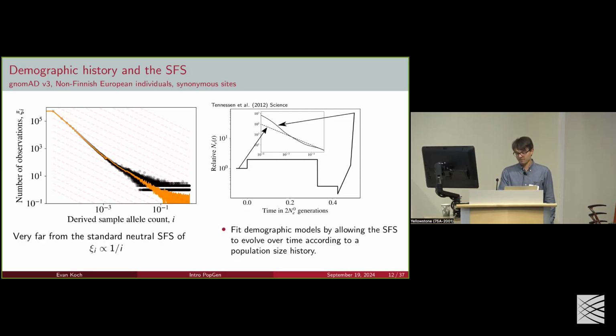And so you get various features in here, such as this dip in genetic diversity due to the out of Africa bottleneck, as well as a large number of rare variants due to population growth.